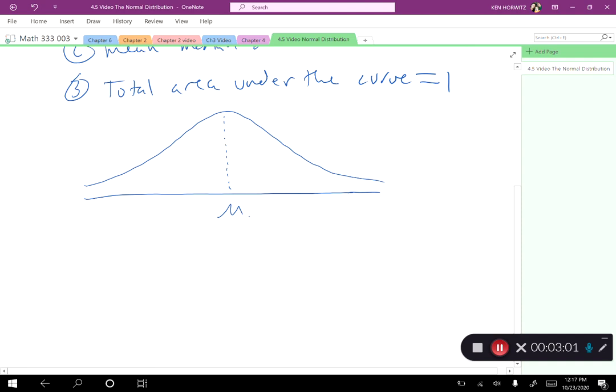So the mean of the population or the mean of the sample would be right in the middle, and the most number of values would be in the middle, so the median and the mode would all be the same.